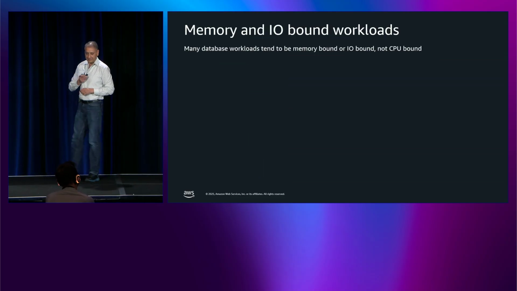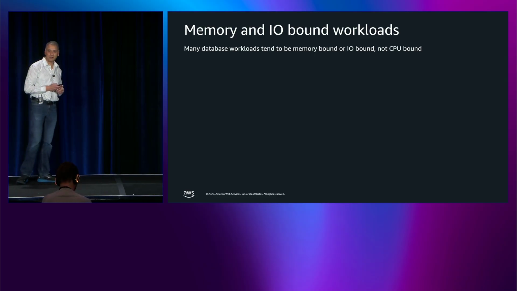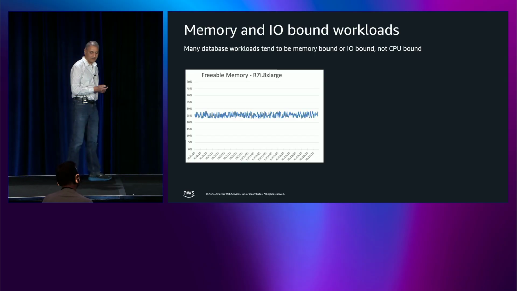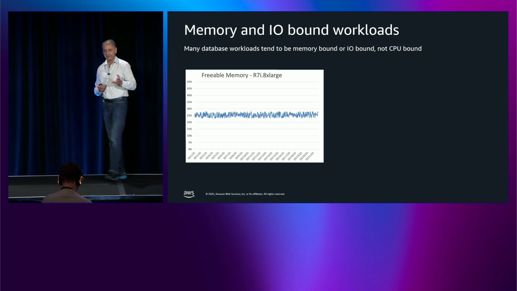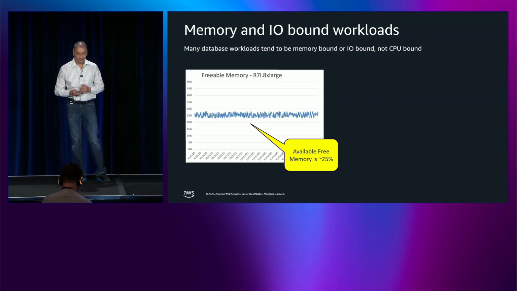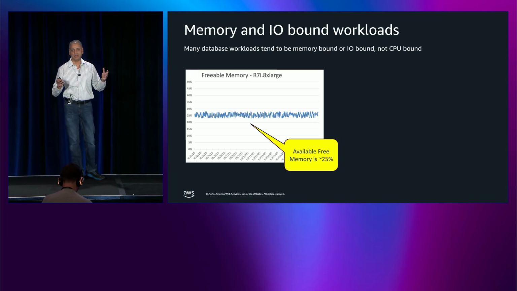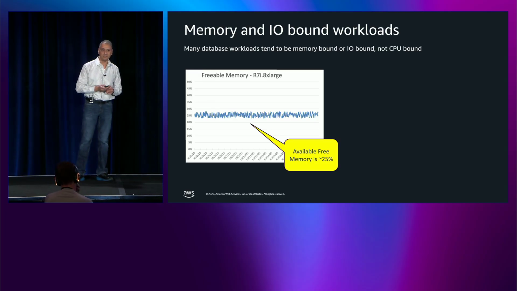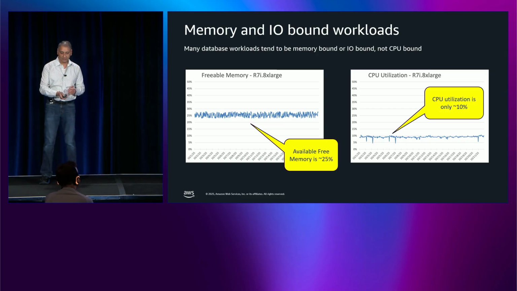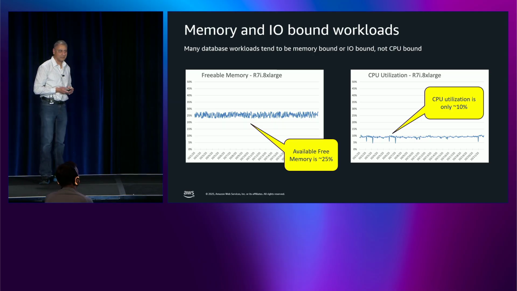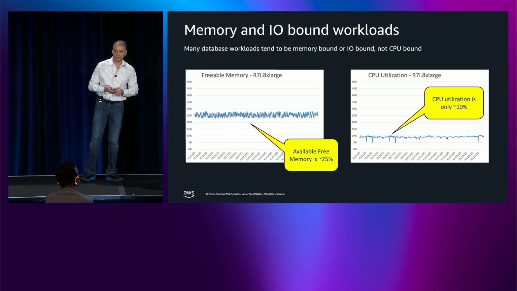So let's take some examples. Many database workloads tend to be memory bound or IO bound and not CPU bound. In this example, I'm using metrics for a workload on an R7 8XL machine. As you can see, the available free memory on this workload is about 25%. So it's using about 75% of memory available on the instance, which seems like good utilization for the machine. Then I look at CPU utilization. On the same machine, CPU utilization is only about 10%. So this is what it would look like if your workload is a memory-bound workload, not a CPU-bound workload.